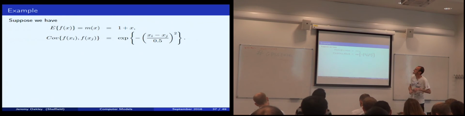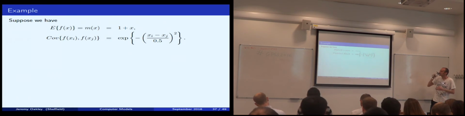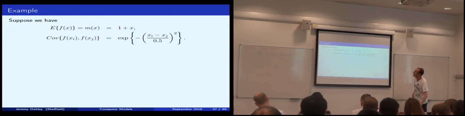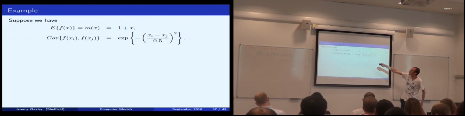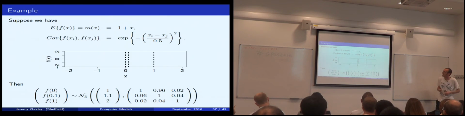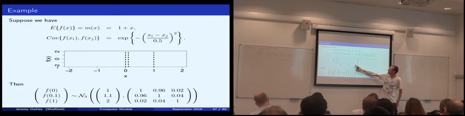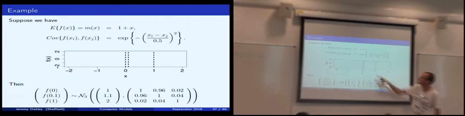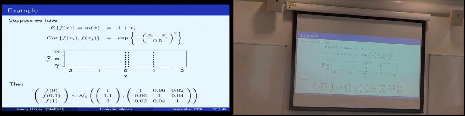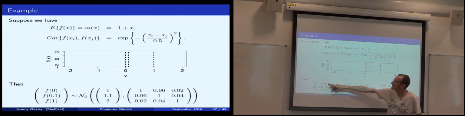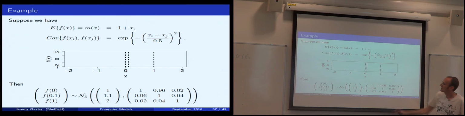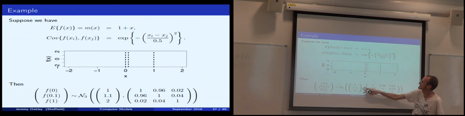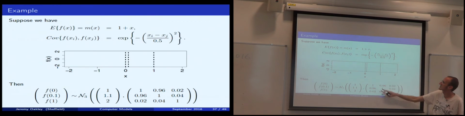Okay, so here's an example to see how this works. We've got, again, a one-dimensional example. I'm going to specify the parametric mean here and this particular choice of covariance function. So I haven't got any uncertain parameters in this model. Then if I want to consider the distribution of my function f at three different x values, so at 0, 0.1, and 1, if I've assumed that f is a Gaussian process, and I've specified my mean and covariance functions, then the joint distribution of these three output values, f of 0, 0.1, and 1, will be multivariate normal, with mean given by the mean function evaluated at these three x's, and covariance matrix derived from my covariance function.